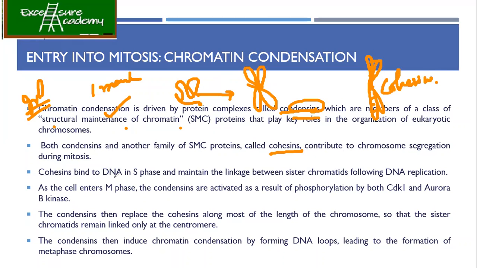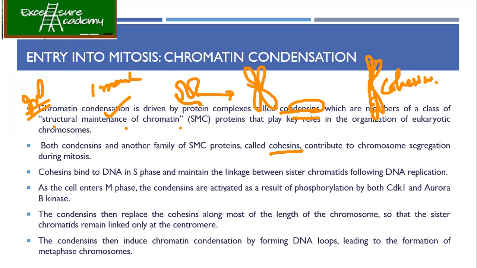So they bind to DNA in S phase and maintain the linkage between the sister chromatids following the DNA replication. And that's why the different chromosomes do not get tangled with the other chromosomes. So the DNA which gets replicated is linked with its daughter DNA.